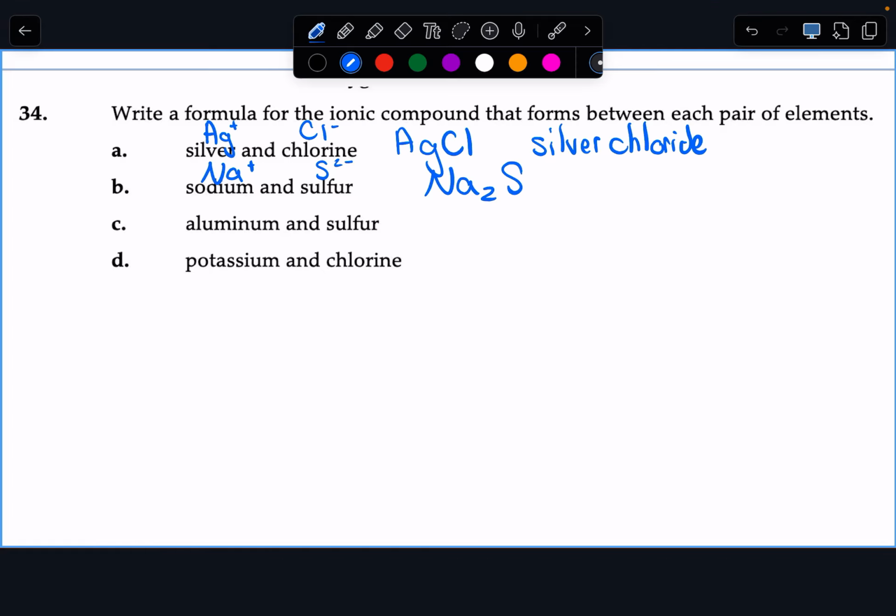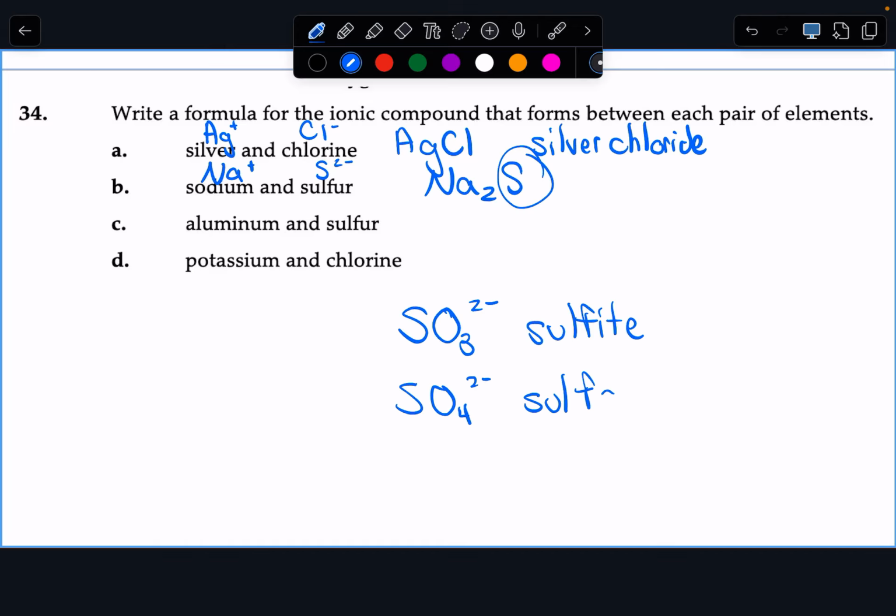In almost all of the naming, we change the last one to "ide." The only time we don't do that is the polyatomic ions. So, like if it was SO3 instead of just S, we call that sulfide to indicate we're talking about the sulfur element, whereas this one, we call it sulfate. Sulfate would be this guy. So we don't change those endings at all so that we can tell the difference between those.